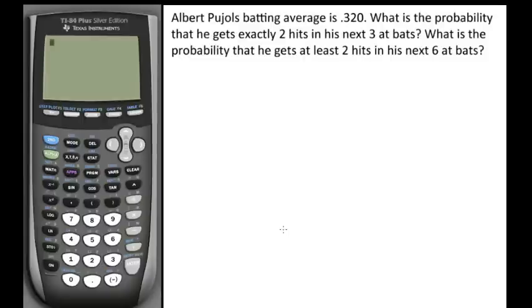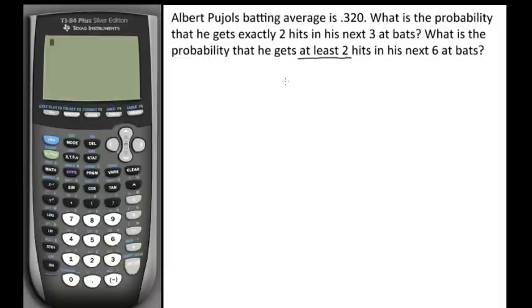In our last video, we looked at finding the probability that Albert Pujols gets exactly 2 hits in his next 3 at-bats. In this video, we're going to look at the question, what is the probability that he gets at least 2 hits in his next 6 at-bats? So what makes this question different is the "at least" part.